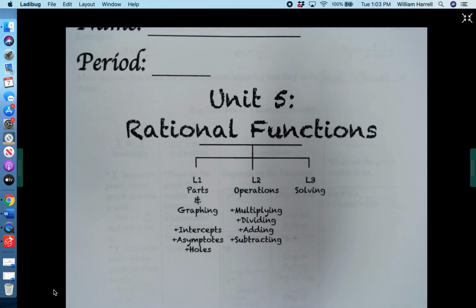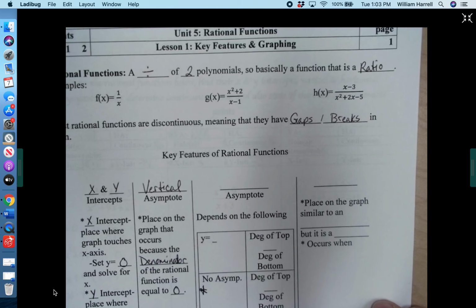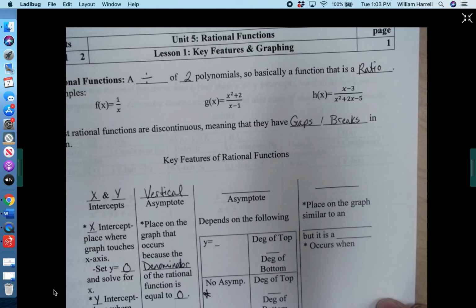Today we're going to finish up the different parts of rational functions and a couple other key features that we didn't get to yesterday. What this is going to do is allow us to be able to graph them come tomorrow. Again, let's finish up page 1.